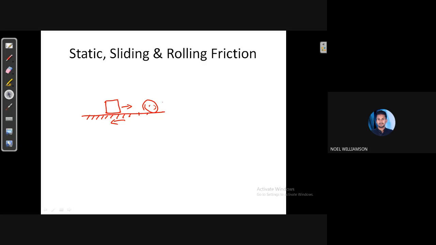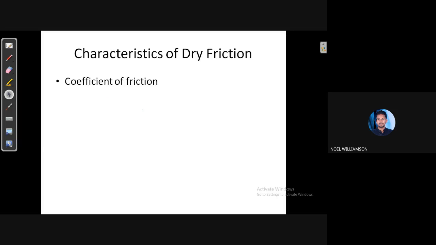A roller like this, when it is rolling, there will be some friction that comes under rolling friction. Now, the characteristics of dry friction. The first one is the coefficient of friction. We have already discussed that if the frictional force F is proportional to the normal reaction N, then we get a relation F is equal to mu into N, where mu equal to F by N is the coefficient of friction.